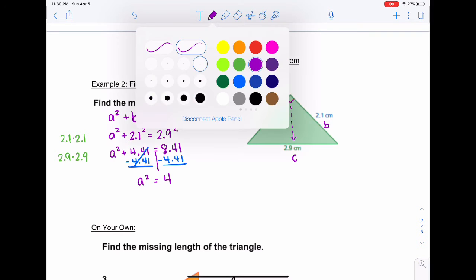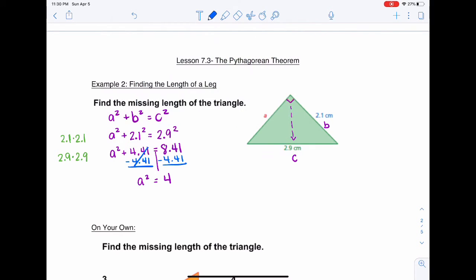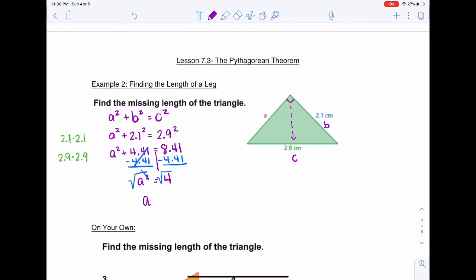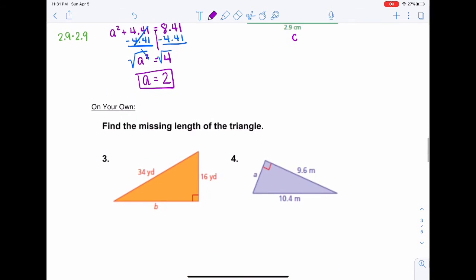Easy. Now, para cancelar el cuadrado, I'm going to take the square root. And that cancels. La raíz cuadrada de 4, 2. So your side A is equal to 2. Let's take a look at another example.